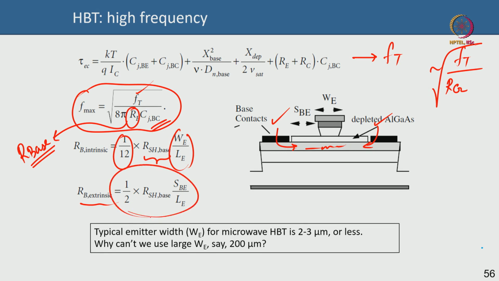by this. Okay, SBE here is the spacing between the base and the emitter. This is the extrinsic part, so that matters that comes here. Okay, LE is the, so if you look from the top, if I have the emitter something like that, then this is your LE, the length of the emitter, and this is your width of the emitter.